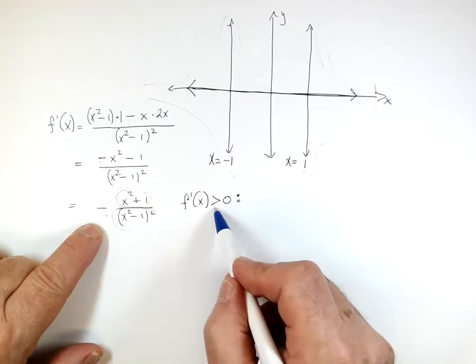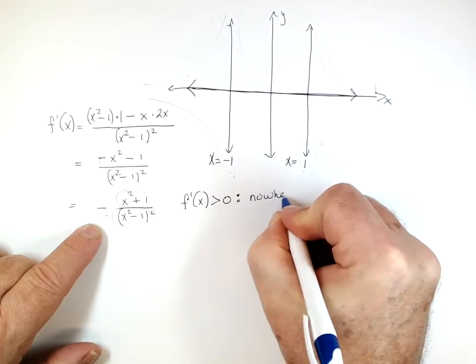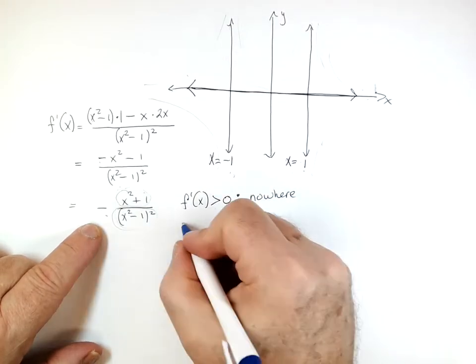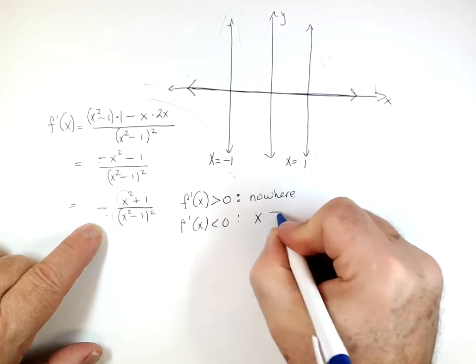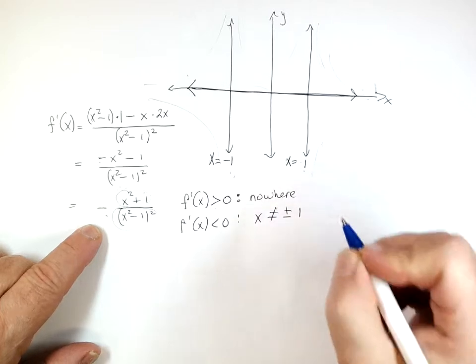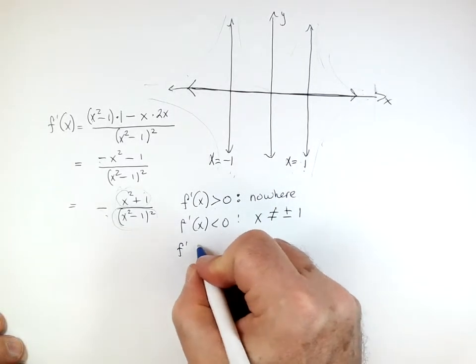In other words, where is this first derivative positive? Nowhere. Never. Where's the first derivative negative? Everywhere, as long as x is not plus or minus 1. Everywhere else it's negative. Where is this thing equal to 0?